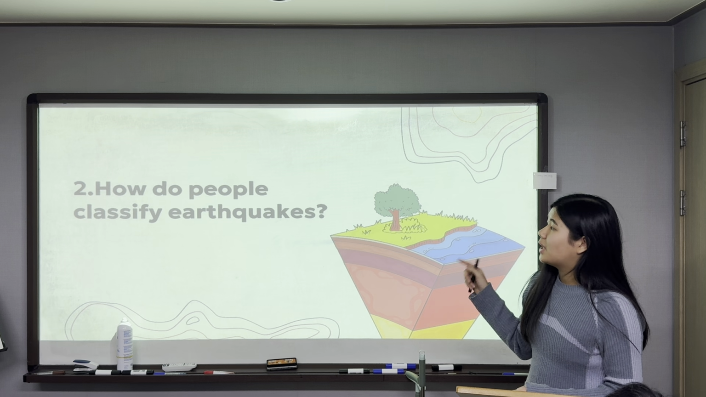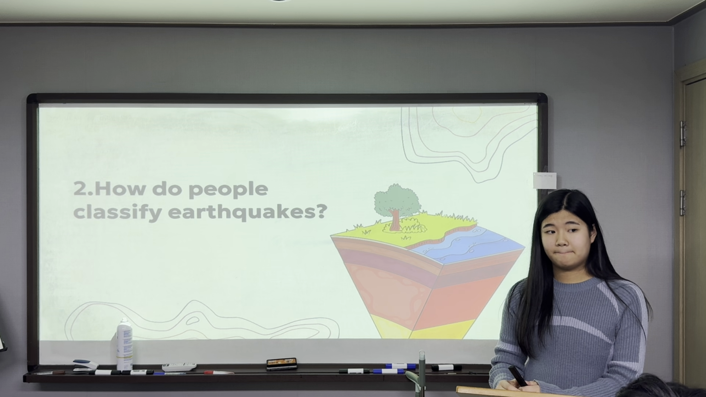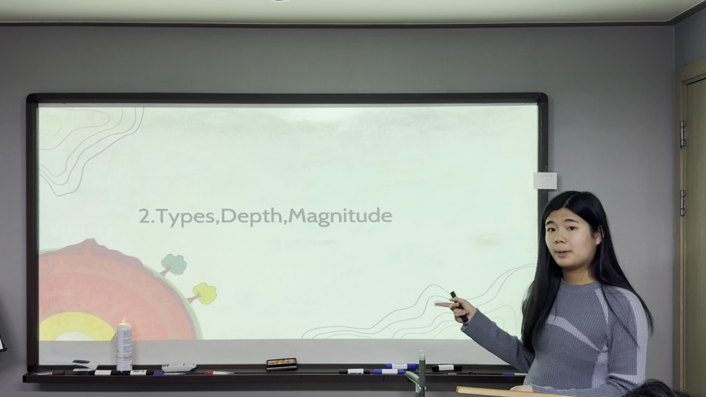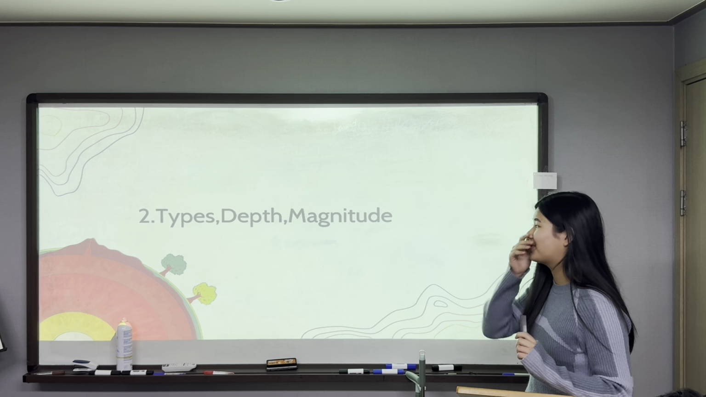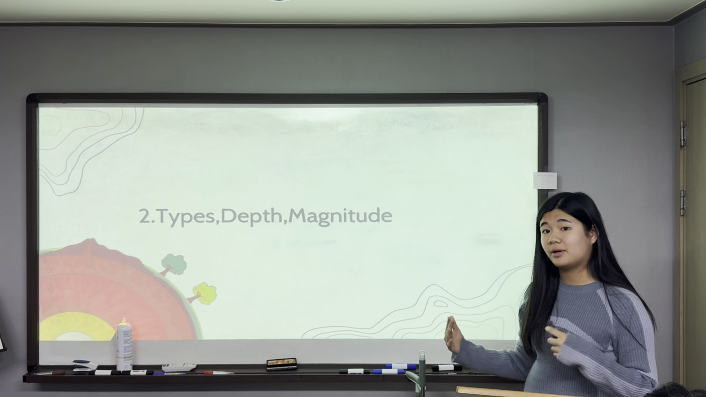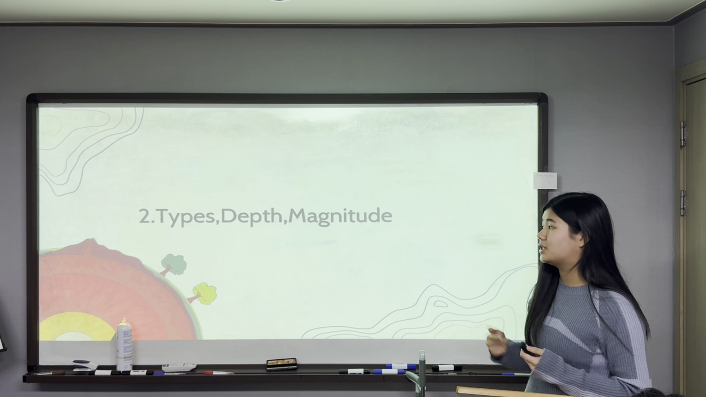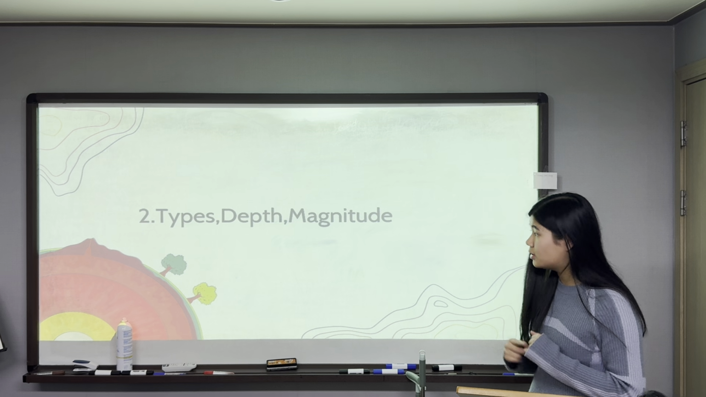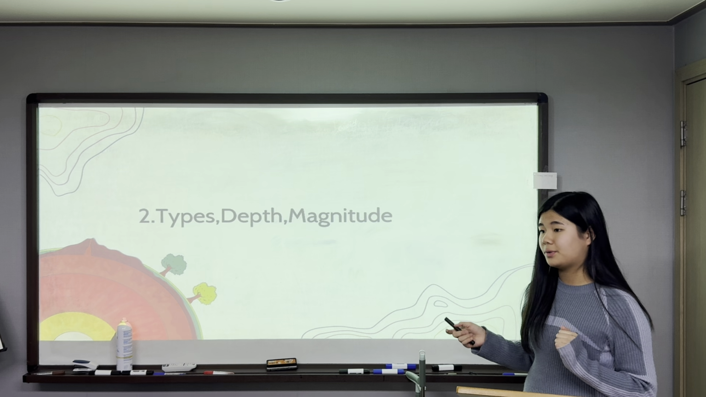Next, how do people classify earthquakes? There are three ways. Height, depth, the answer is types, depth, and magnitude. The types were the causes of the earthquake. For depth, 0 to 70 kilometers was shallow, 70 to 300 was intermediate, and 300 to 700 kilometers was deep. And for magnitude, 3.0 was minor, 5.3 was intermediate, and over 8.0 was great.